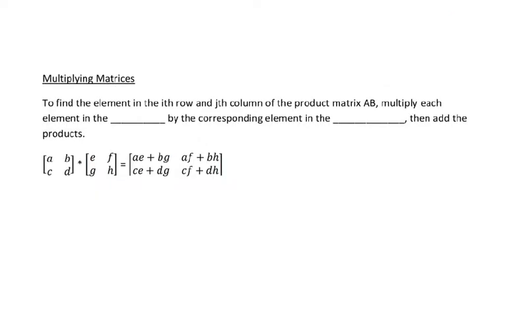Okay, let's take a look at our next example. First of all, multiplying matrices. And again, I told you multiplying matrices is a little bit different than adding them. When we were adding and subtracting them, we simply just added their corresponding parts. Well, multiplication does not work that way. It says here, to find the element in the ith row, which could be any row we want, and the jth column, which could be any column we want, of the product matrix AB, you're going to multiply each element in the row by the corresponding element in the column. So here's the big difference when we're multiplying.